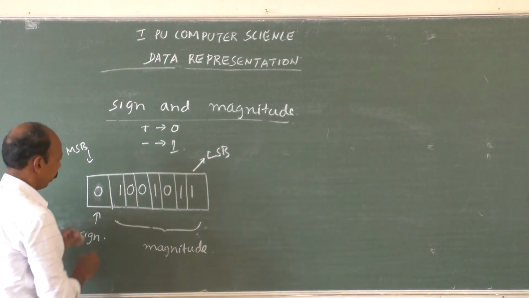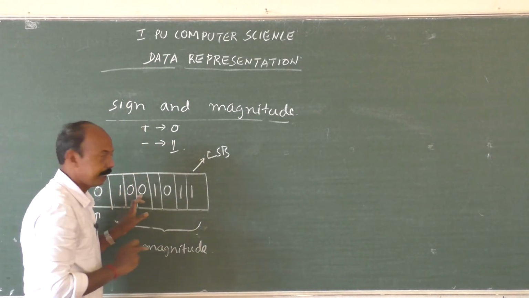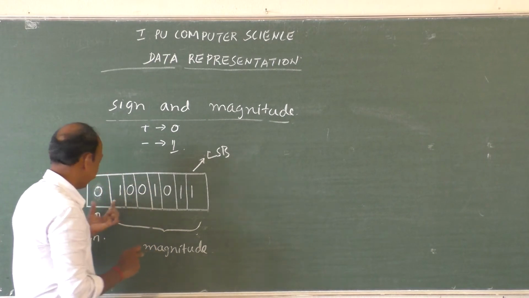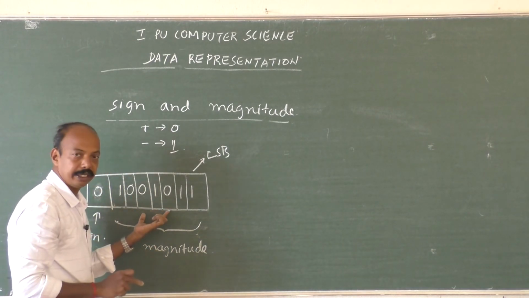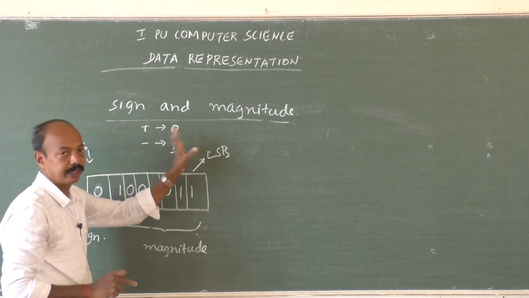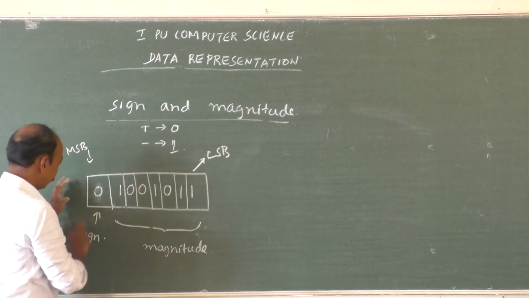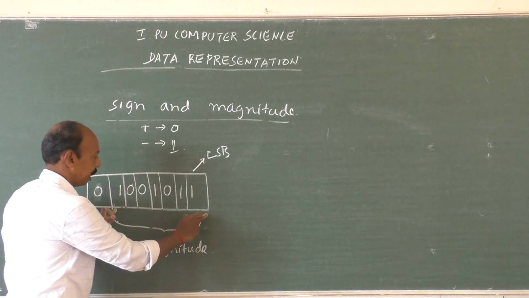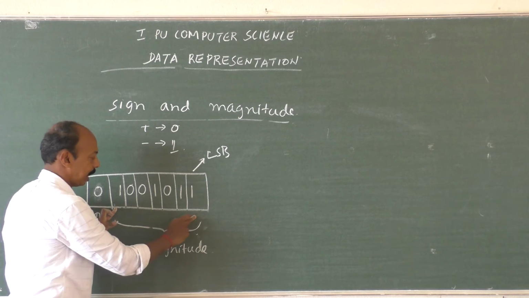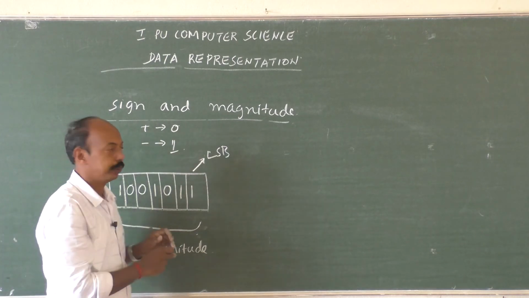Once again, in case of sign and magnitude, the MSB represents the sign, followed by the group of integers; this is called sign and magnitude. So the MSB is used to represent the sign and the other 7 positions are used to represent the magnitude.